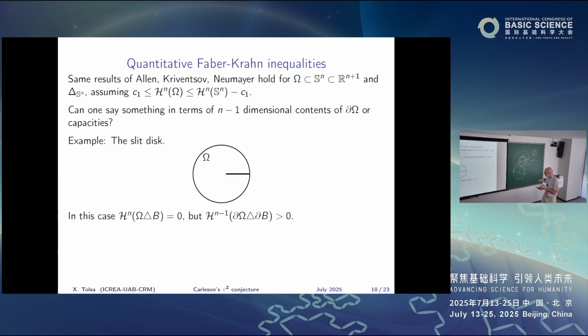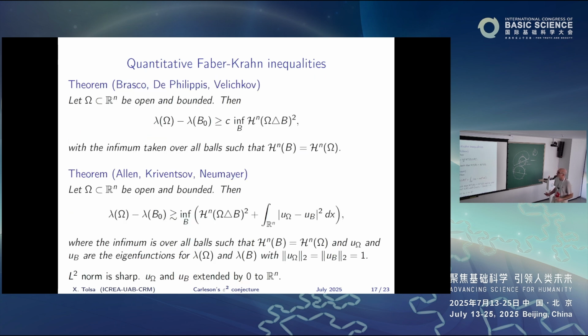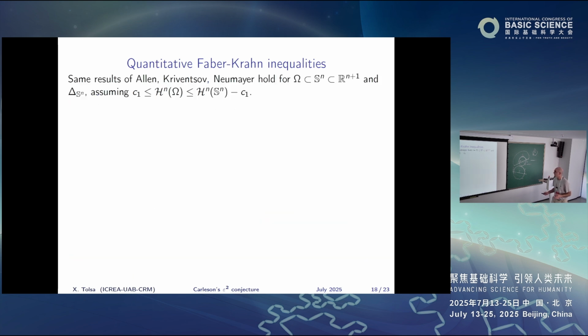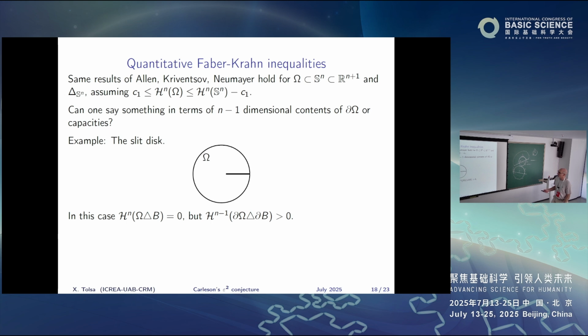I think it's natural to think that this will happen because this segment is very far from being invisible for the Dirichlet problem. But notice that the symmetric difference in terms of area is 0. So the result of Brasco, De Filippis, and Velichkov is not useful to estimate this from below. However, the result of Allen, Kriventsov, and Neumayer is useful because the two eigenfunctions will be different, so this term will be non-zero in this case.